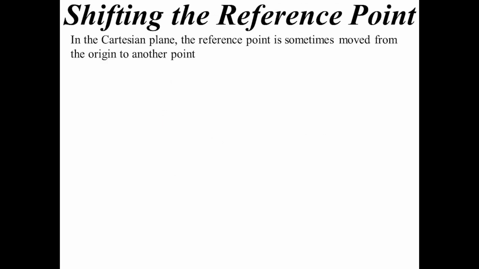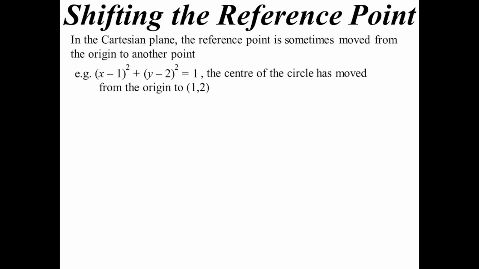What happens if we shift the reference point? Now, we've seen this idea before with our graphs. Instead of the origin being the reference point for our graph, we shift it somewhere else. So, for example, x minus 1 all squared plus y minus 2 all squared equals 1. It's like, well, I've got my centre and moved it from the origin, and I've shifted it to 1, 2. But it's still the same circle.